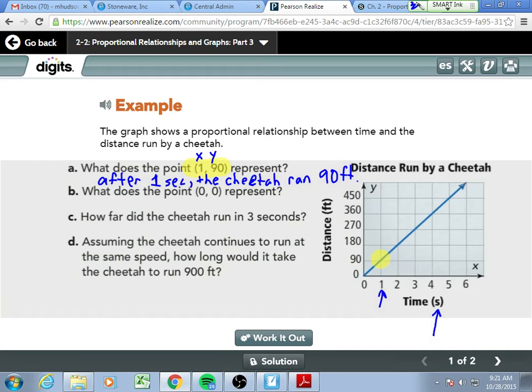What does (0, 0) represent? So Katie, can you tell us what the point (0, 0) really tells me? Yeah, if you've done something for 0 time, you really haven't done it. So he's been running for 0 seconds. He's run 0 feet. So one way that you can put this is no time, no distance.